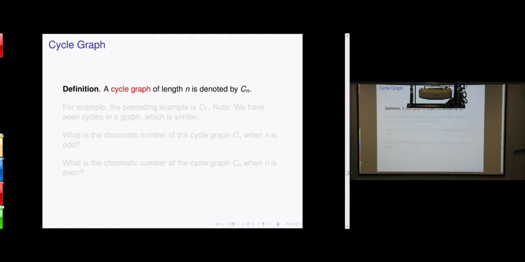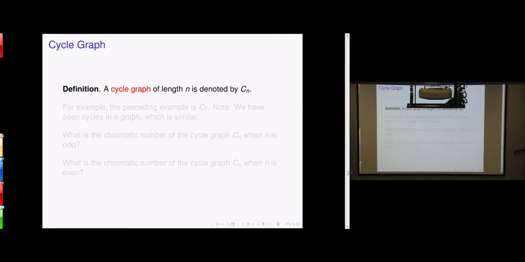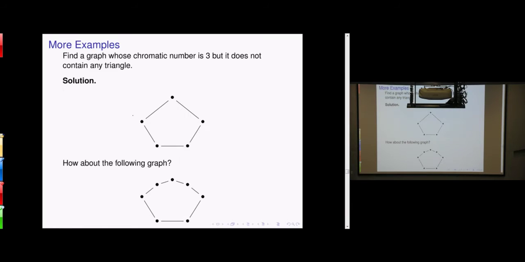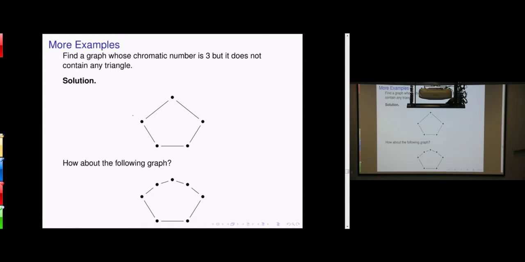That gives us some hint. So in general, we can conclude something like this. First, let's give this kind of graph a name. This is called the cycle graph. The definition of a cycle graph of length n is denoted by C sub n. The cycle graph is just like this. For example, the example here is C7 because it's a cycle with length 7.